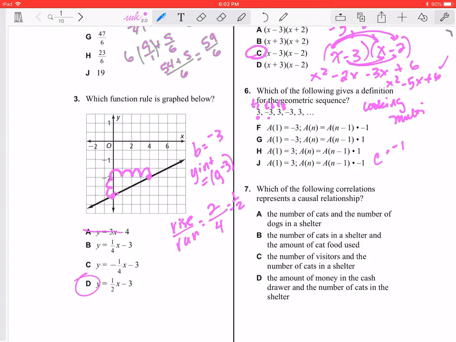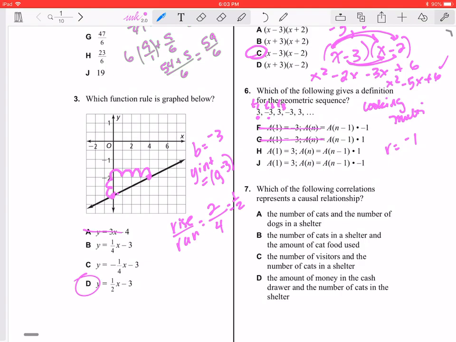So I'm multiplying by negative 1. My common ratio is going to be negative 1, and my first term is positive 3. So I'm not sure why they give us negative 1 here. So that won't work. So A and B won't work.